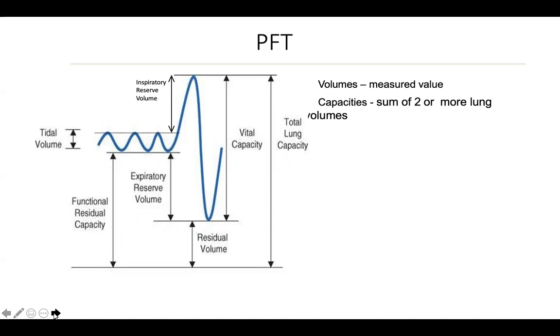There are forces like the outer pulling force of the thoracic cage and the inner recoiling force of the lungs that keep the lung distended, and that forms the functional residual capacity of the lung. Now, the tidal volume is the volume of air moving in and out of the lung during normal respiration. It is usually around 5 to 6 ml per kg in infants.